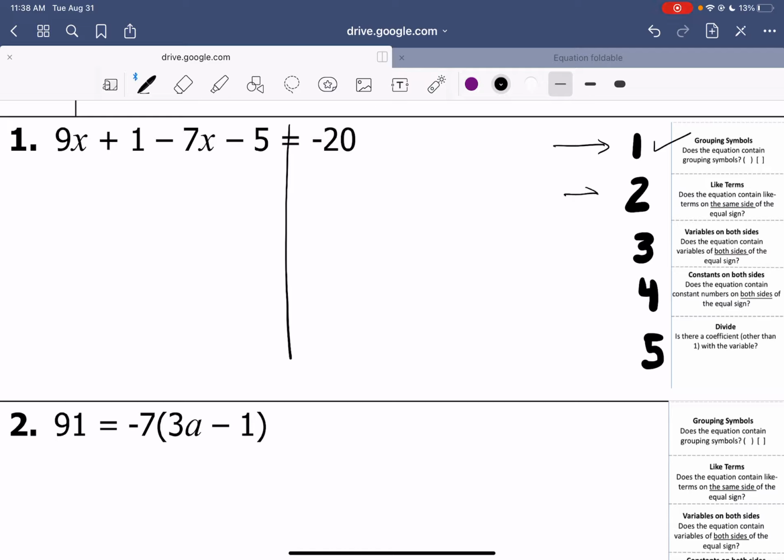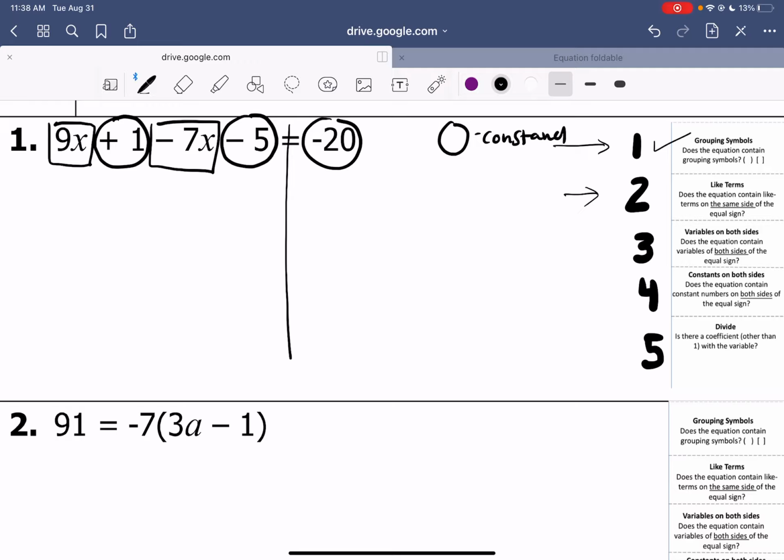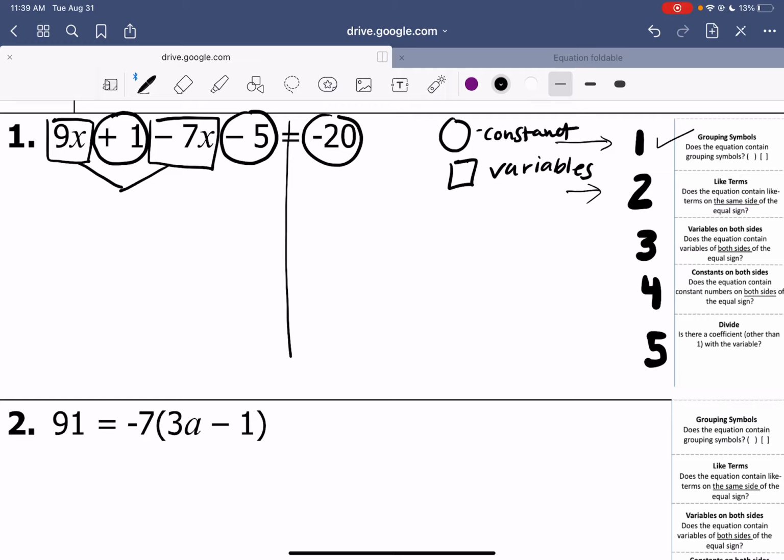Number 2, do we have like terms on the same side of the equal sign? Yes, we do. We have 9x and negative 7x. I like to put a box around my terms that can be combined. I put a circle around my constant numbers and a box around my variables, and I'll probably do that throughout the video. So I can see here that I can combine 9x minus 7x.